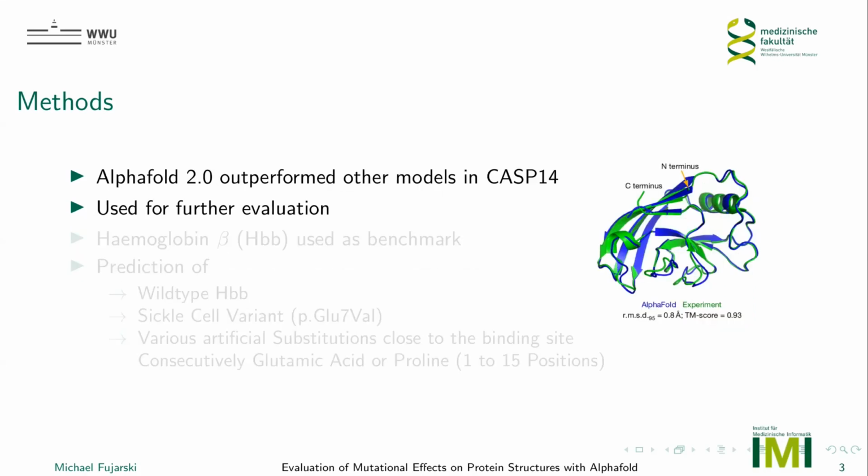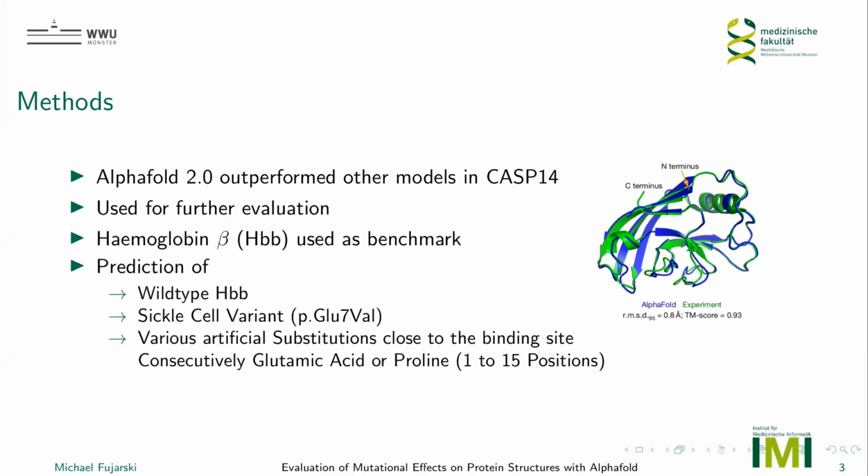So in order to approximate the protein structure, we picked AlphaFold 2.0 since it outperformed all other participating models in the CASP14 competition. We used that for further evaluation and used it on the hemoglobin beta subunit as a benchmark.